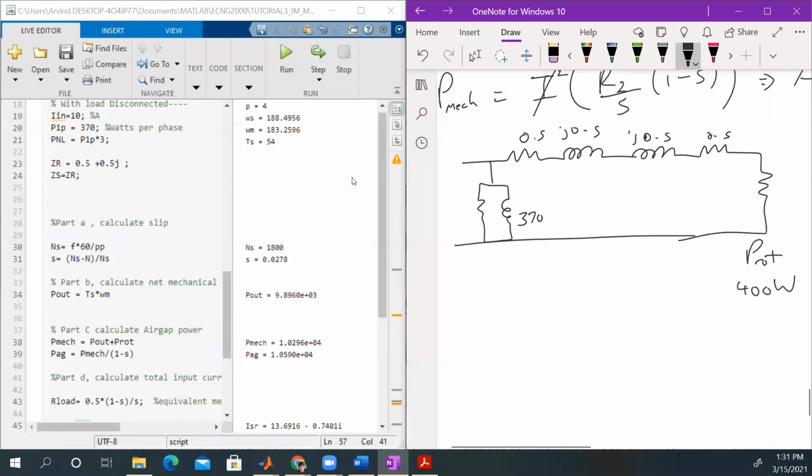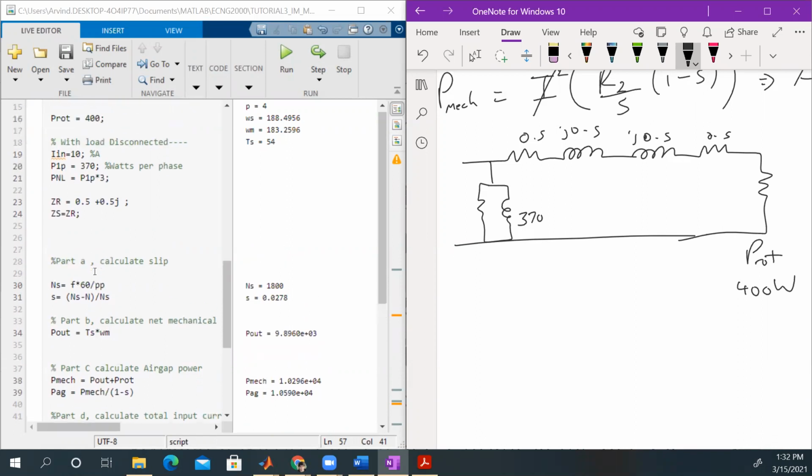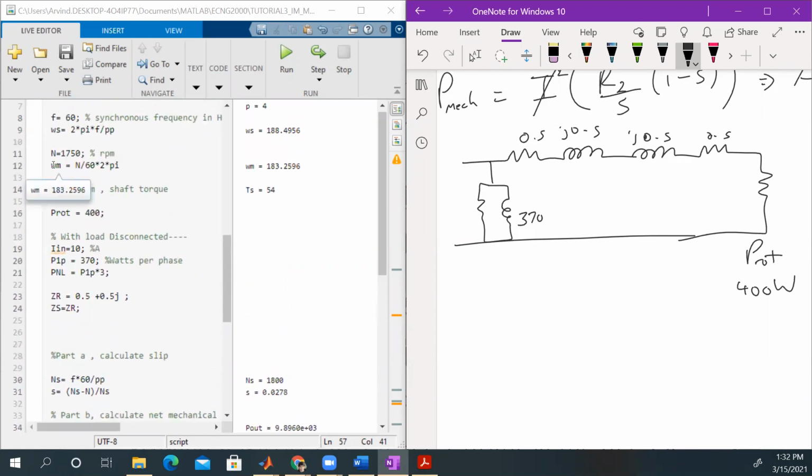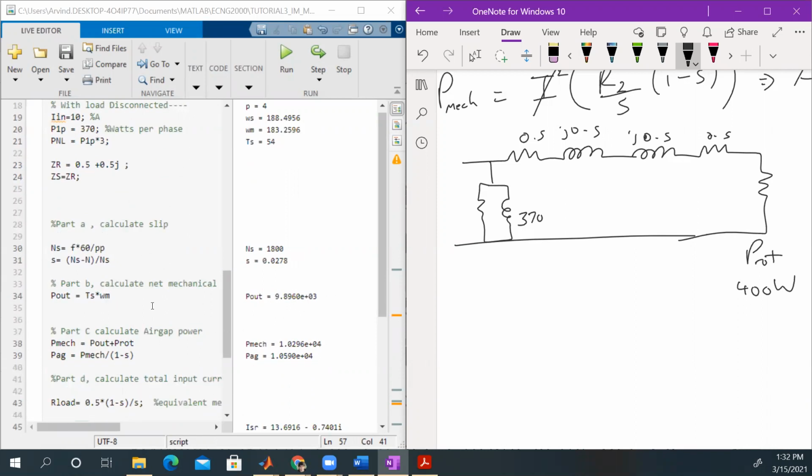We want the mechanical output power, which is the shaft torque multiplied by omega M. This is just the opposite of what we did before when we wanted to find the shaft torque in the last question. Now we have the shaft torque, which is 54 Newton meters, and we want to get the shaft power. So we just multiply by omega M. In this case, we already found omega M to be 183.2596. So we can calculate that pretty easily.